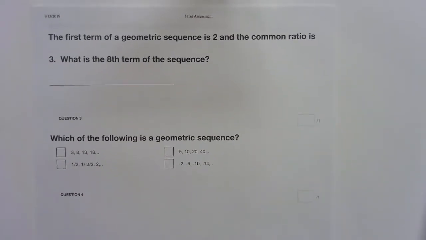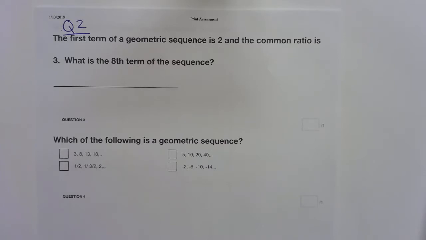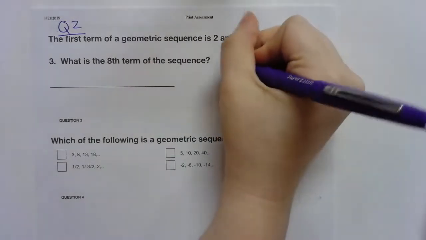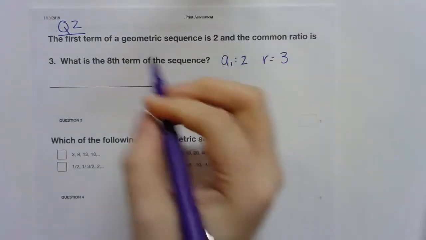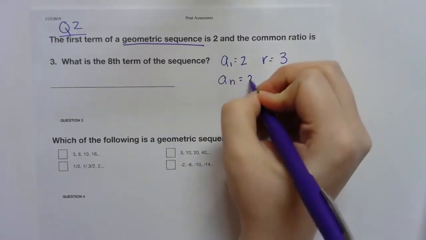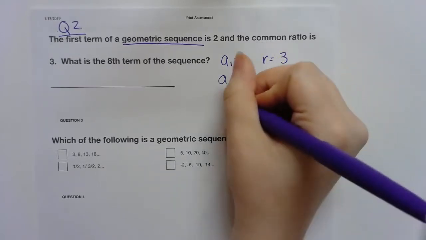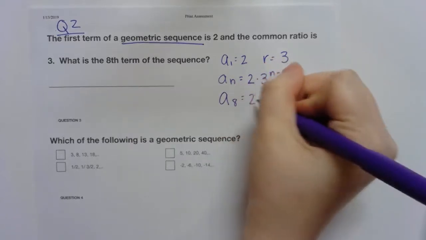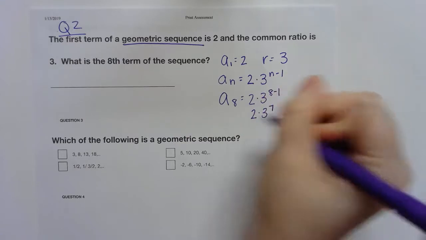So here we go, question 2. The first term of a geometric sequence is 2, and the common ratio is 3. What is the 8th term of the sequence? So we have a sub 1 is 2, and r is 3. Because it's geometric, we can write a sub n equals a sub 1 times r to the n minus 1. So then a sub 8 would be 2 times 3 to the 8 minus 1. So 2 times 3 to the 7th power.